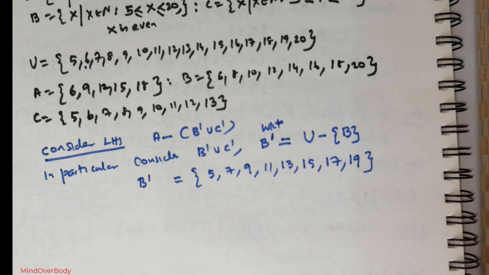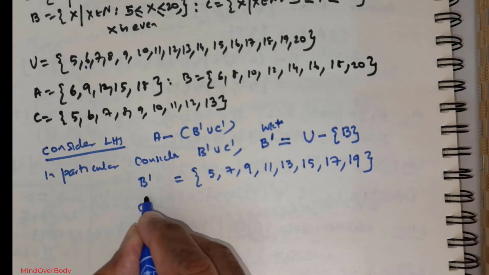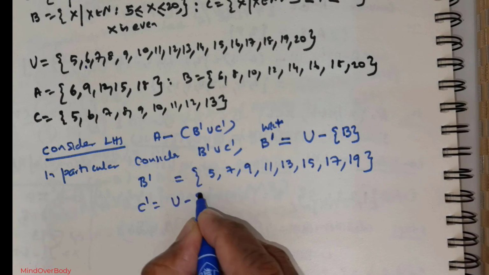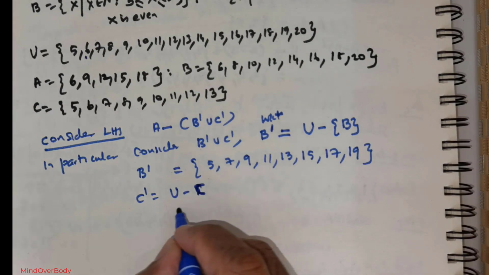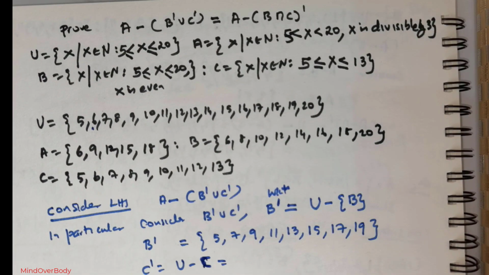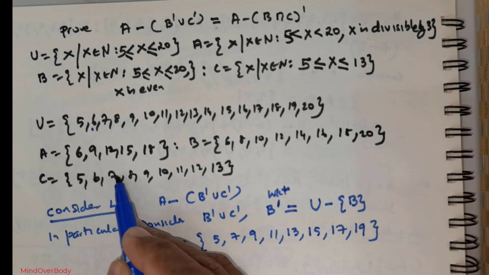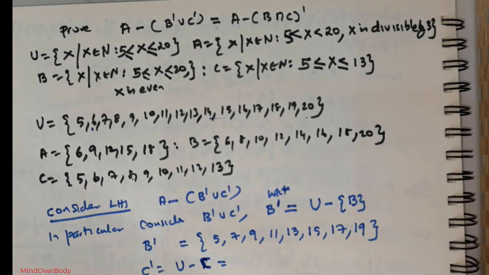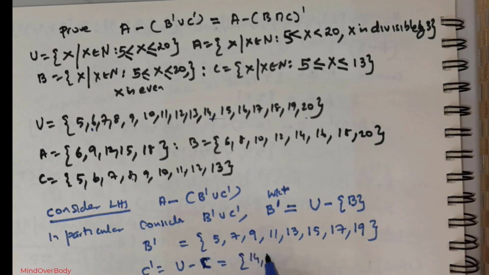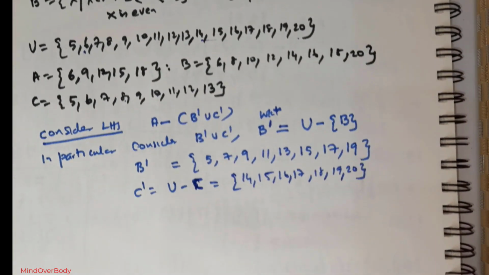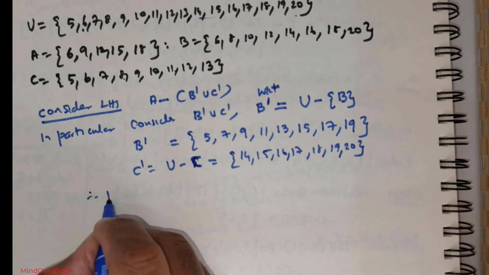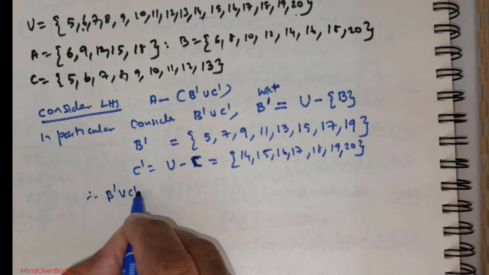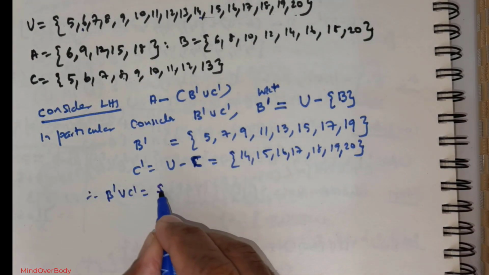Now I need to extract my C complement. So C complement is nothing but the universal set minus C. So this is equal to, let me go to the value of C: 5, 6, 7, 8, 9, 10, 11, 12, 13. All this goes off, only these things remain. So that is equal to 14, 15, 16, and so on. Right, that's there. So now we have B complement union C complement. So these two are united. So that would give me the union.